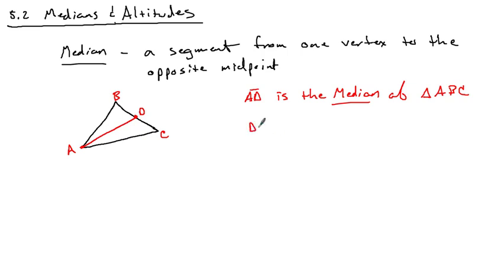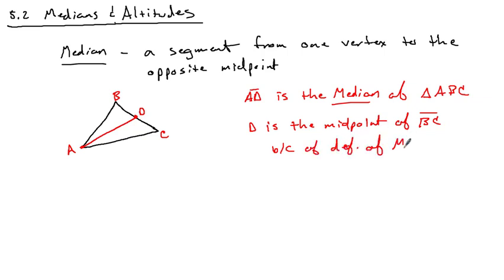But there's a lot of other things that just happened by drawing that one little segment and calling it a median. Another fact now is that D is the midpoint of segment BC because of the definition of median. So when you're doing a proof, the definition of median might be something you'll use.